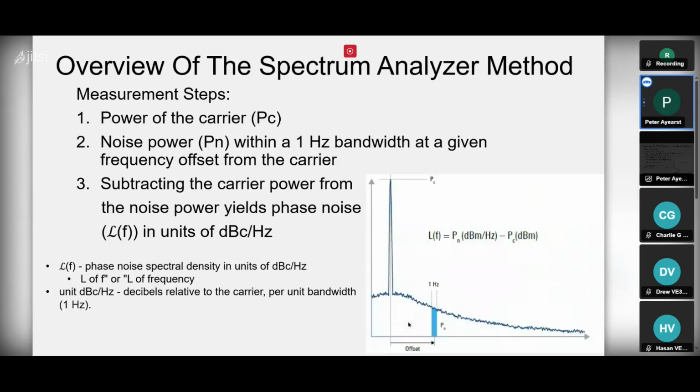So with measurements using the spectrum analyzer, the steps: power of the carrier, we'll call PC. So you measure up here, and then your noise power, you measure that within a 1 hertz bandwidth at a given frequency offset from the carrier. So here's where your offset is. It's important that you define the offset along with the figure that you come up with. And then you subtract the carrier power from the noise power, and that yields your L(f) in units of dBc per hertz.